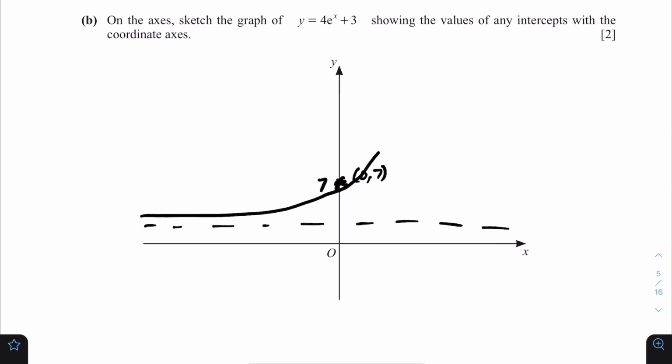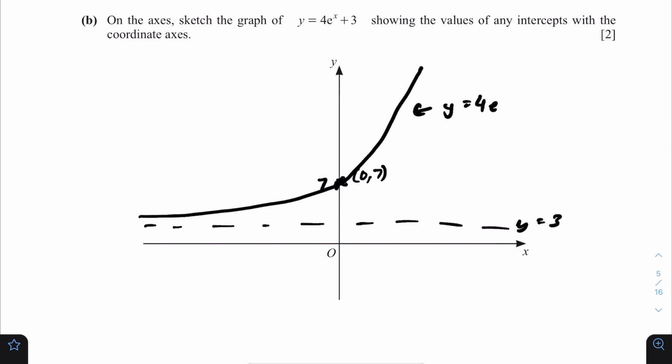All we need to do, oops, I can't draw. That over here would be the general shape, then we label y equals 4e to the power of x plus 3. All right, it's 2 marks, which already indicates that it isn't that much work, so that's all you really need to do. And maybe you want to draw arrows to show it continues.